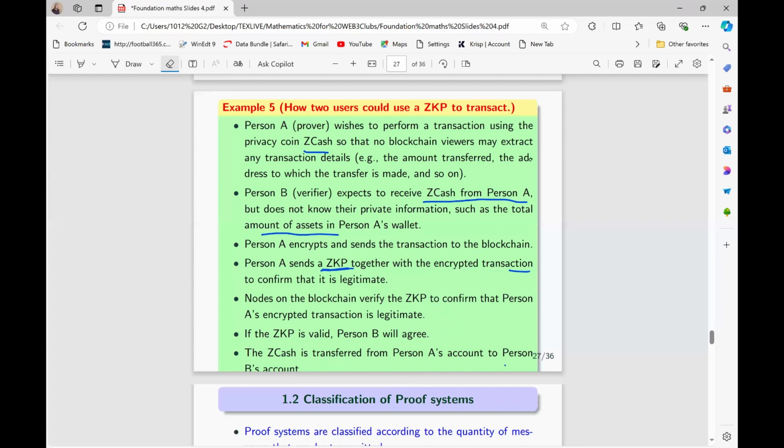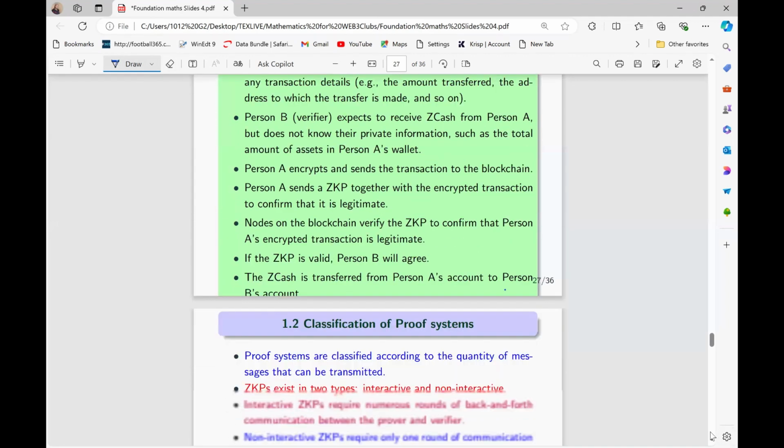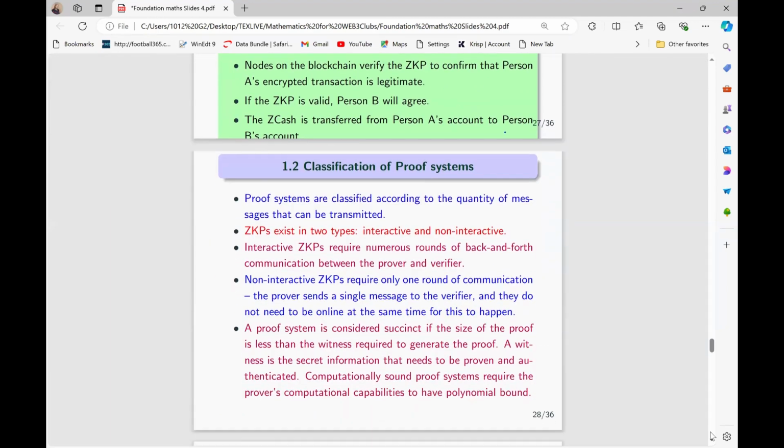Now, what are the types, or what are the classifications, of zero knowledge proofs? That is what I want to look at. I've said that zero knowledge proofs are classified depending on the quantity of messages that are transmitted. So there are two types. The first type is the interactive, and the other one is non-interactive.